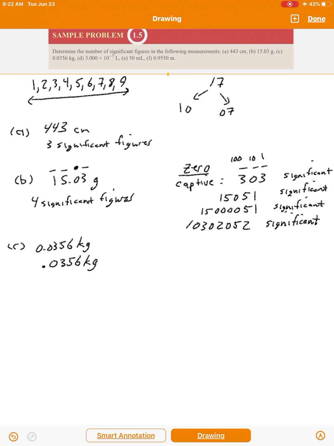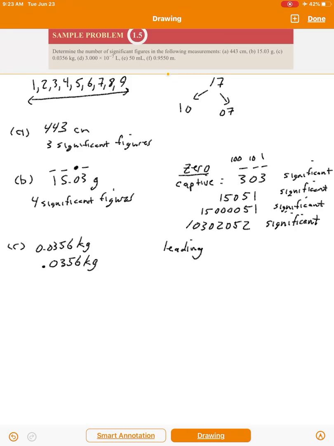But 0.0356 kilograms is the same as .0356 kilograms. So this is not a captive 0. It's not between, there's a 3 on the right, but there's nothing on the left. There's no number between 1 and 9 on the left.